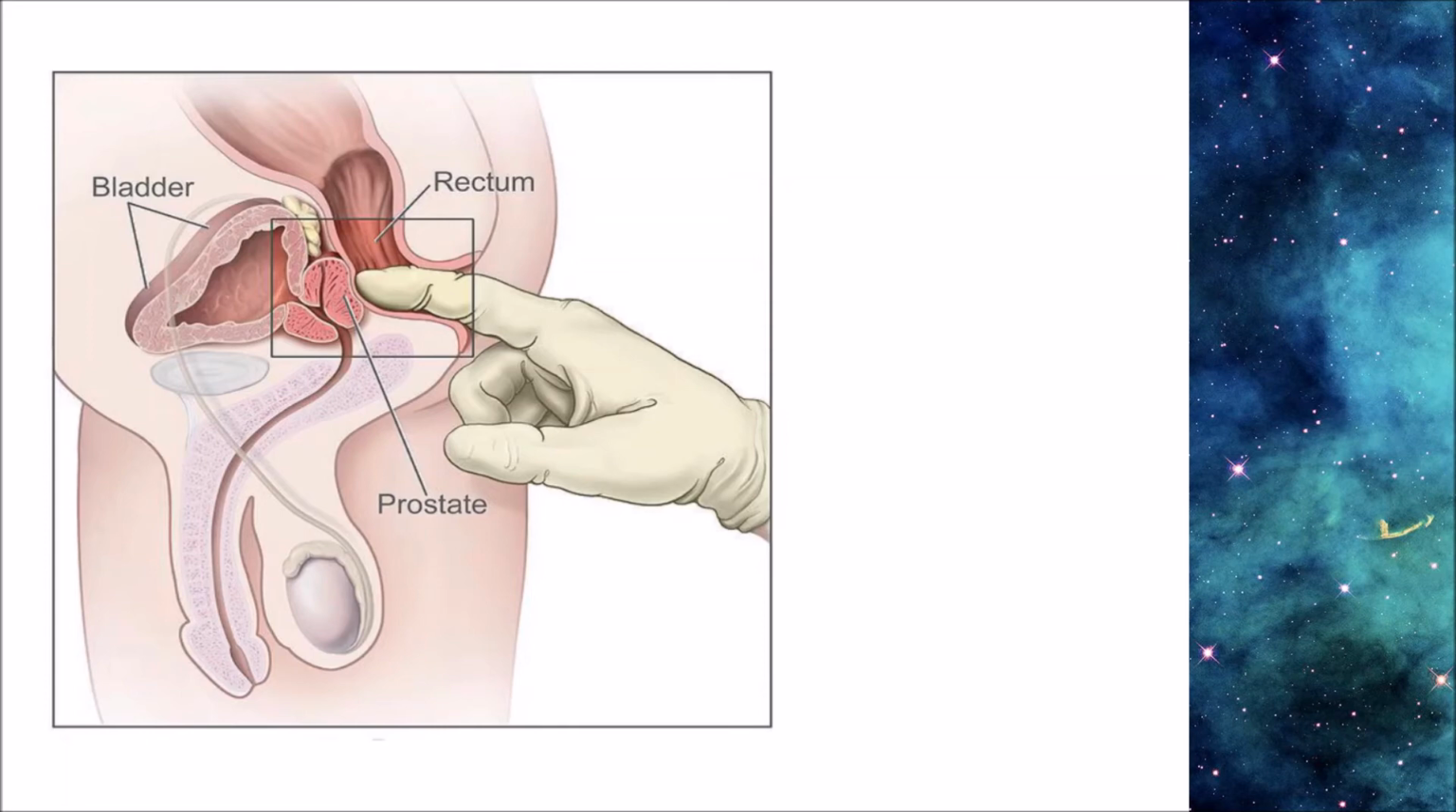The first of these is simply to insert a lubricated finger into the rectum and use this to digitally palpate the backside of the prostate gland. And this can help the doctor to determine whether or not your prostate is enlarged and also whether it is irregularly shaped, which may be an indicator of prostate cancer.